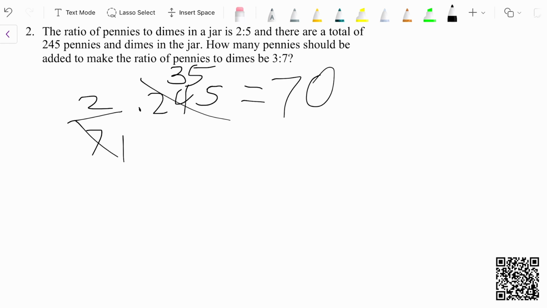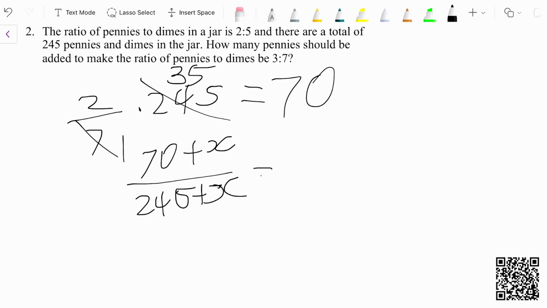However, we're not going to go the same way as above because that would be boring. Instead, we are going to pull back our butterfly method and say that let x be the amount of pennies that they add to the jar, because they're not adding any more dimes. So 70 plus x over 245 plus x. And since there are 3 and 7, which means that there are 10 parts in total, this is 3 over 10. And that's going to be our ratio.